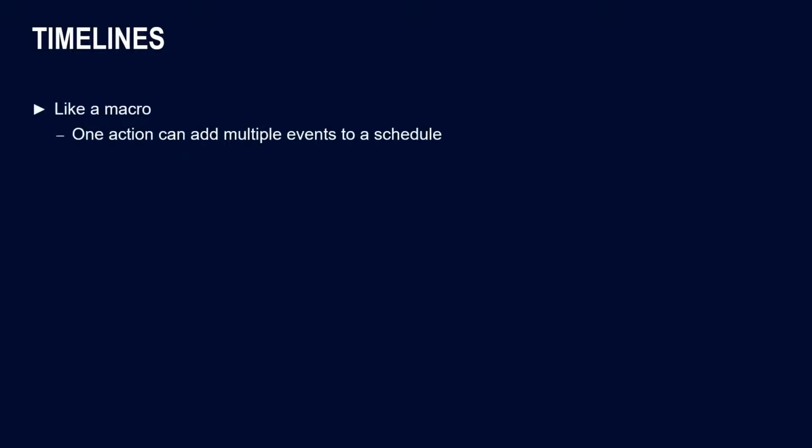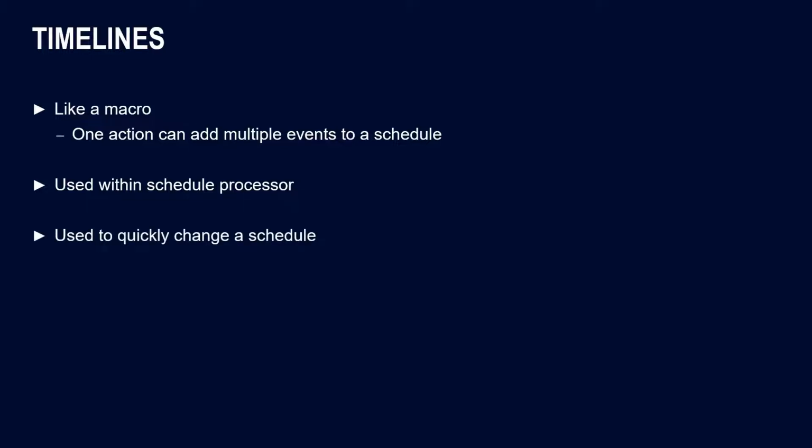As we've just seen, timelines can be used as a macro to add multiple items to a schedule. But timelines are also used in the schedule processor to automate actions, and timelines can also be used to quickly add an item to a schedule.